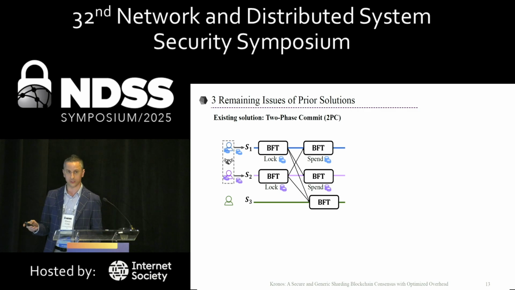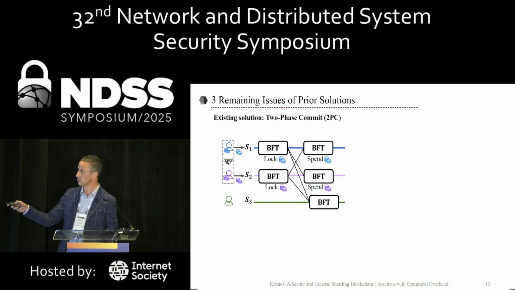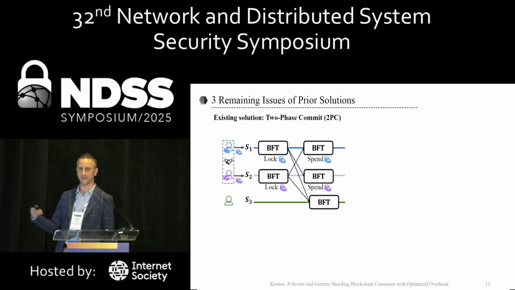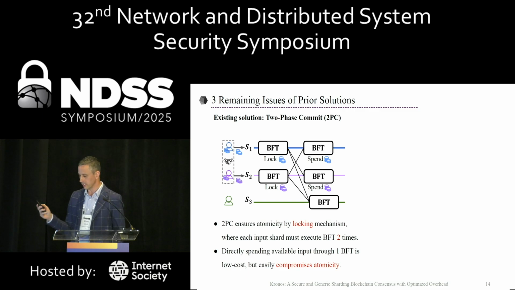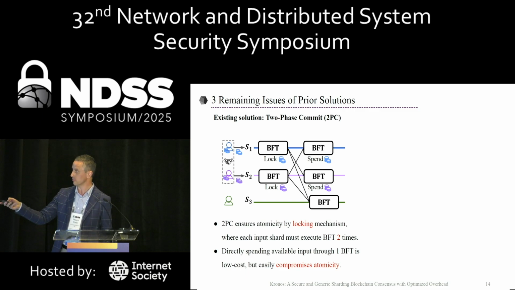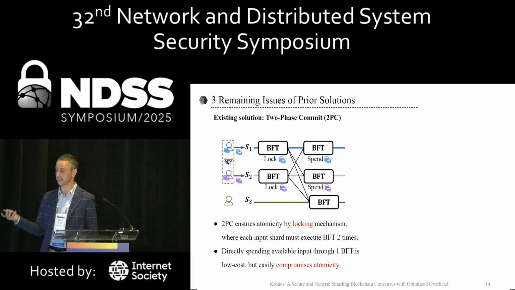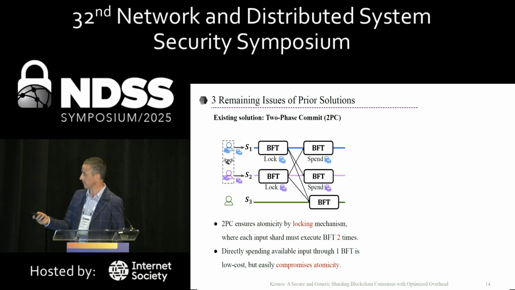In the preparation phase, the Byzantine fault tolerant protocol is run in each of the input shards to lock the amount. Once the lock is done, this needs to be notified to all the other shards involved in the transaction. After all the locking is done properly, the transaction can be finalized: they transform the locks into spent coins, and this runs BFT again to receive the coins. The issue with this is that we cannot remove any of these BFT runs without compromising the atomicity.